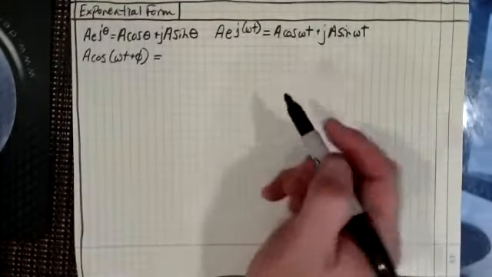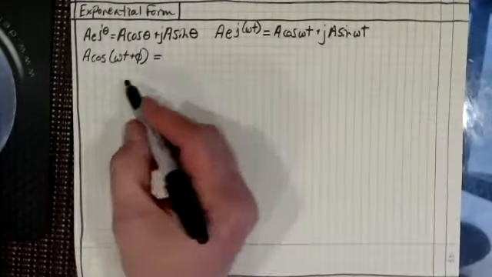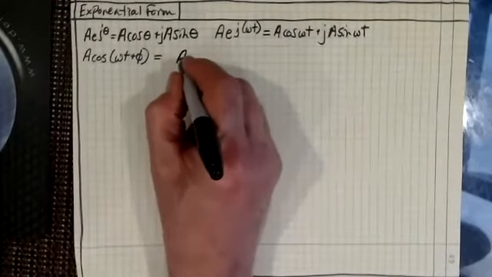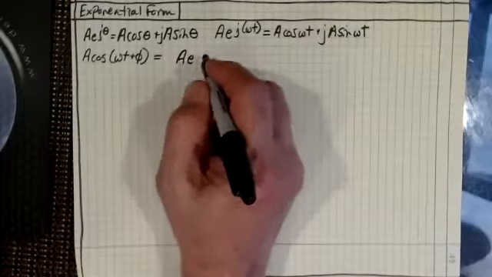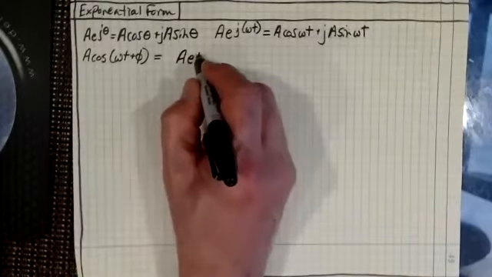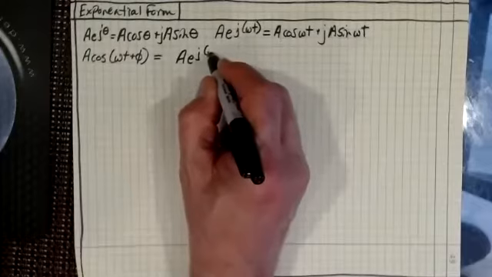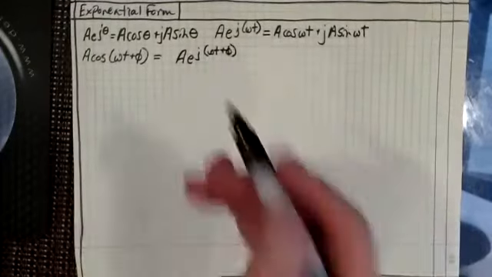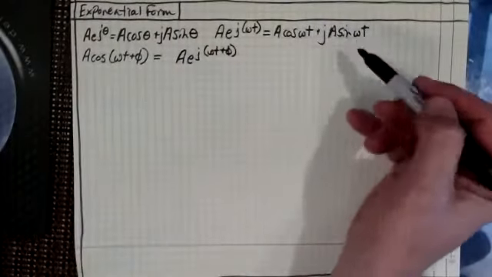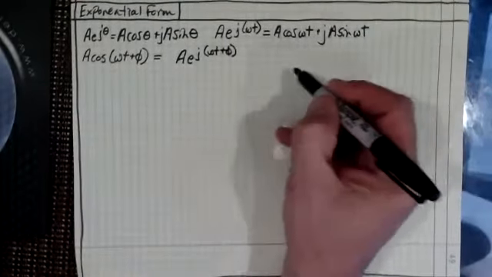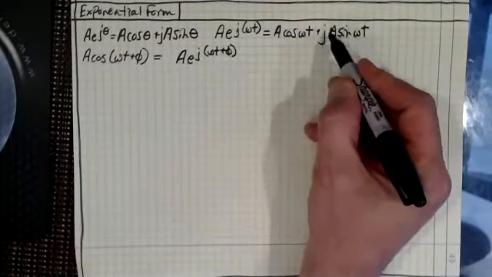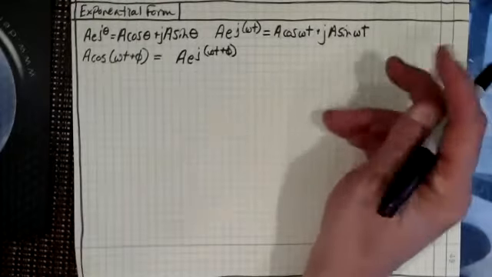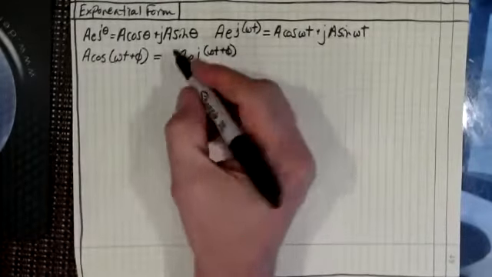You're saying, oh, that's fantastic, but look, I've got that right up there. So I could write that out as A e to the j omega t plus phi. You're saying, look at that, that's it right there. Oh my God, no, I've got this. So I've got to subtract off the j A sine omega t. How do I subtract that off? Here's how you subtract it off.